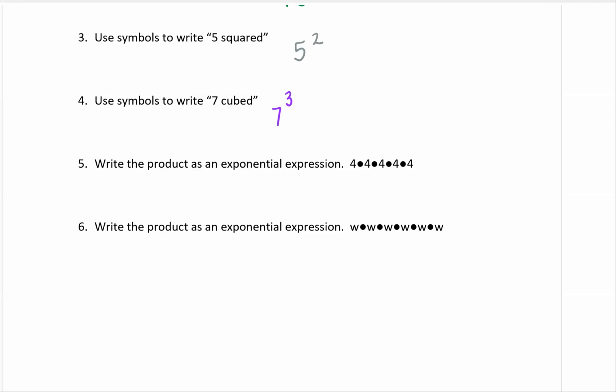Number 5, write the product as an exponential expression. So how many times do you have the number 4 being multiplied by itself? Our base is 4, and 4 is being multiplied by itself 5 times. So that is 4 to the 5th. And number 6, write the product as an exponential expression. The base is W. How many times is W being multiplied by itself? 6. So that is W to the 6th.